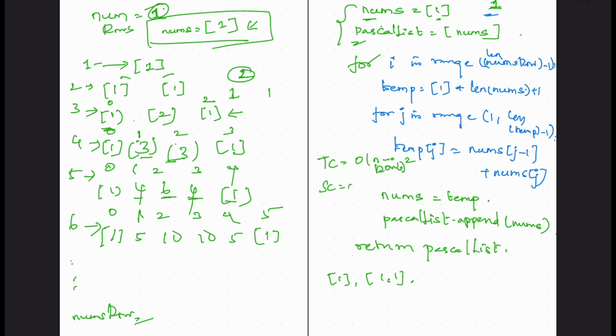So space complexity is order of numRows square, because we are storing a 2D array again. So that also we can't estimate, right? Because it's not a fixed length, so we are taking the worst case as order of numRows square.